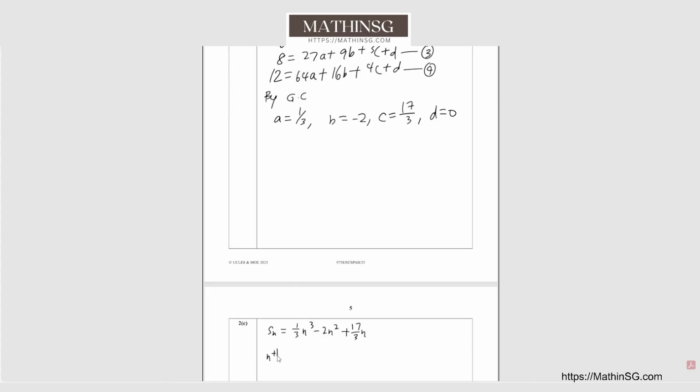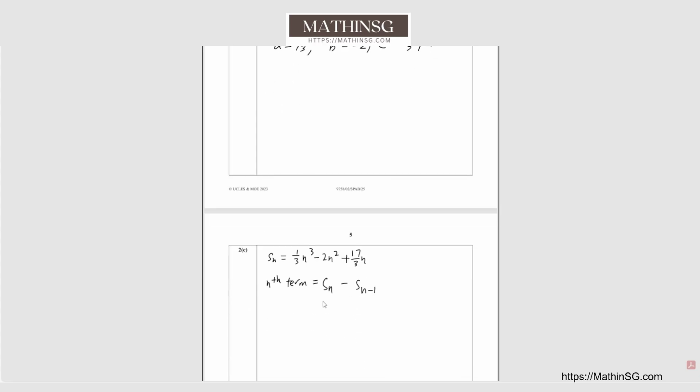To find the nth term, it is basically equal to the sum of the first n terms minus the sum of the first n minus 1 terms. So this is equal to 1/3 n cubed minus 2n squared plus 17 over 3 n, minus, you just replace n with n minus 1 here to find the sum of the first n minus 1 terms.